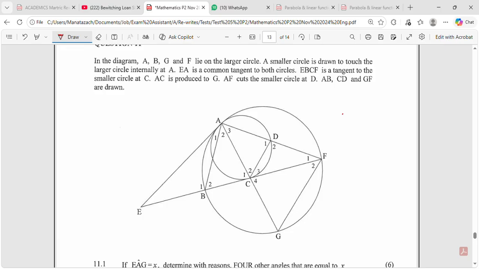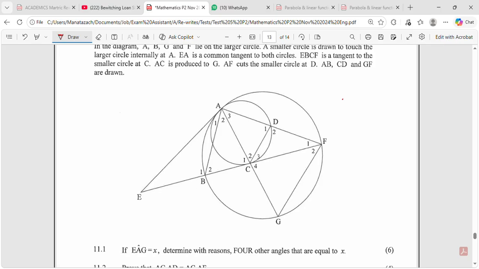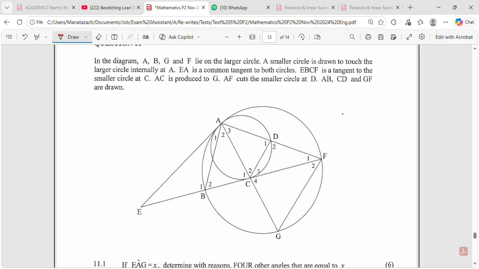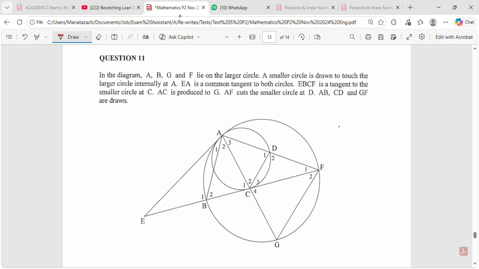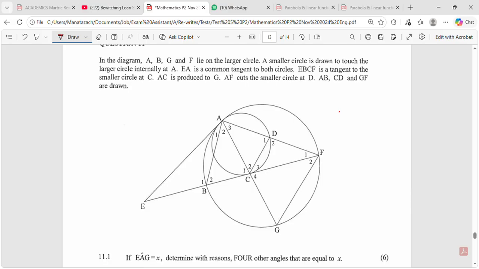Today we'll be doing Euclidean geometry. I'm just going to be sharing a few tips on how to simplify a Euclidean geometry question. So let's go over this question. Basically, as you read the statement, just simplify your diagram. Let me just show you how.